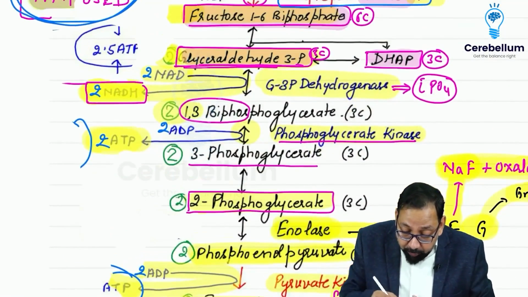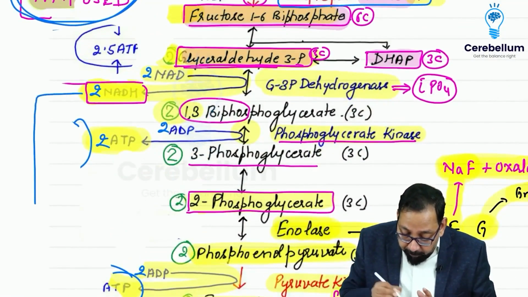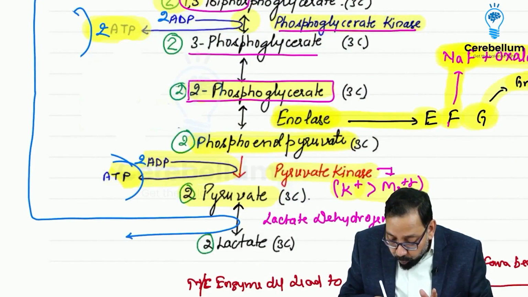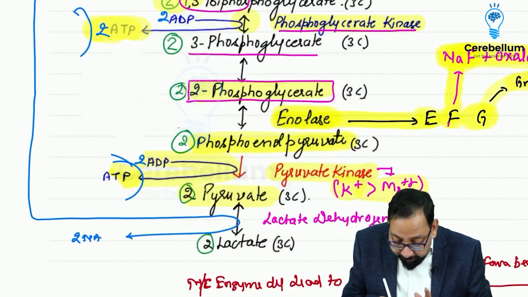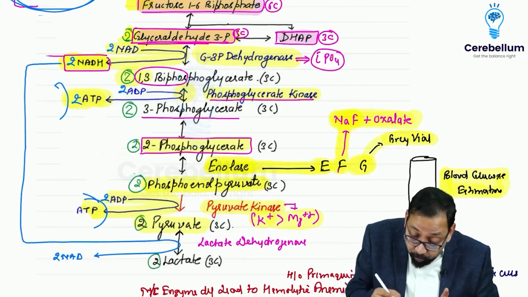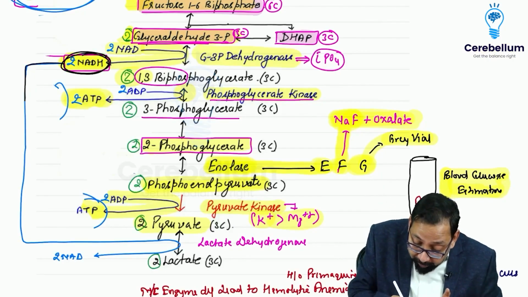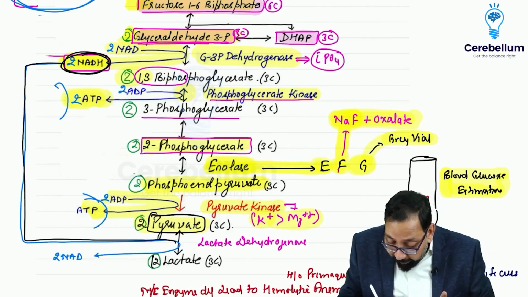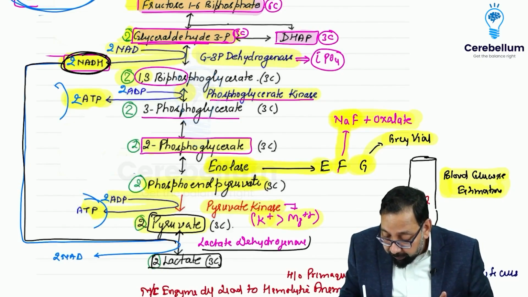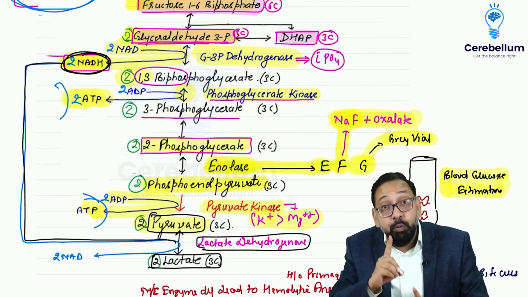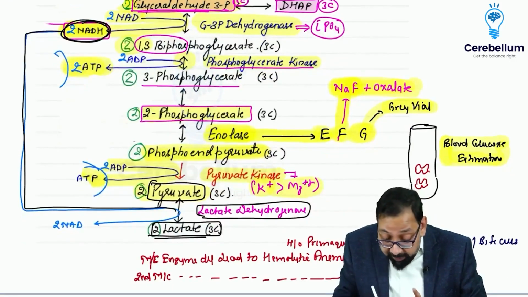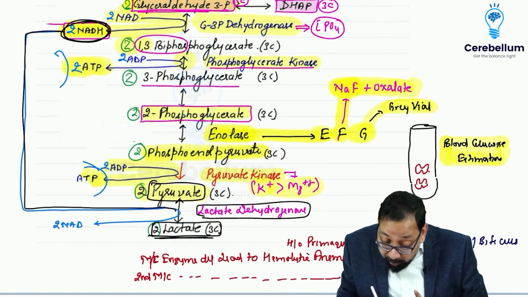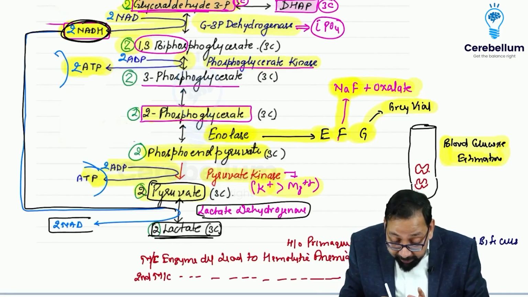Point out, these two NADH will be used in the conversion of pyruvate to lactate, producing NAD. In anaerobic condition, these two NADH are utilized in the last step, in which pyruvate is converted to lactate by lactate dehydrogenase. So the end product of anaerobic glycolysis is lactate. The end product of aerobic glycolysis is pyruvate. In anaerobic glycolysis, in the last step, this NADH is used.